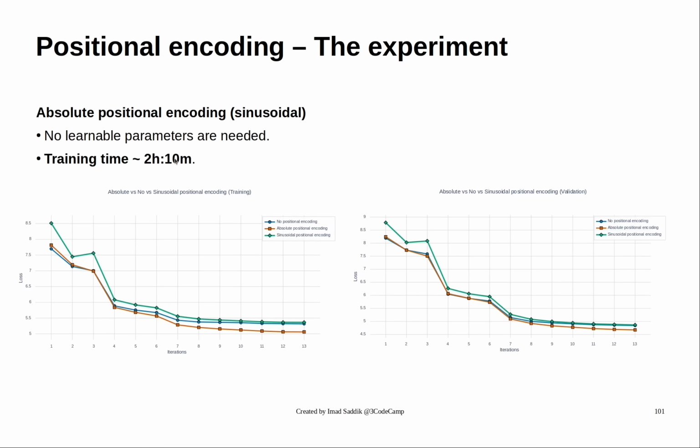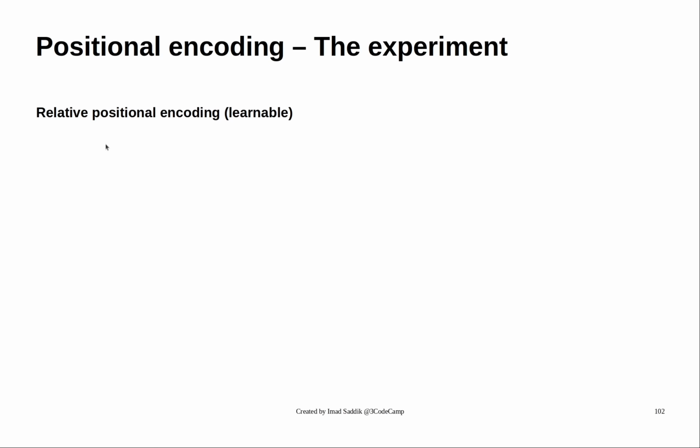Before that, I always forget to mention the training time. Also, this one took 2 hours and 10 minutes. Next up, we have relative positional encoding. There are a few versions of this method, but I will show you the one with learnable parameters.